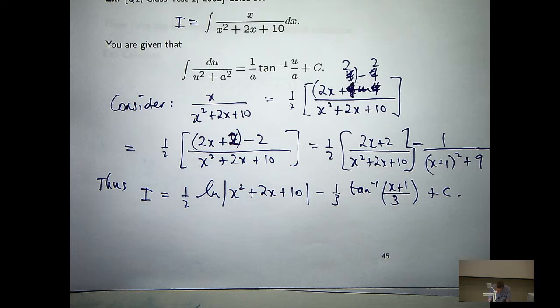Yes? We need the absolute value sign because x squared plus 2x plus 10 is greater than or equal to 1. No, I think the absolute value signs are okay. You can't keep them and be wrong. Okay? Yeah. Good. That's a good question.